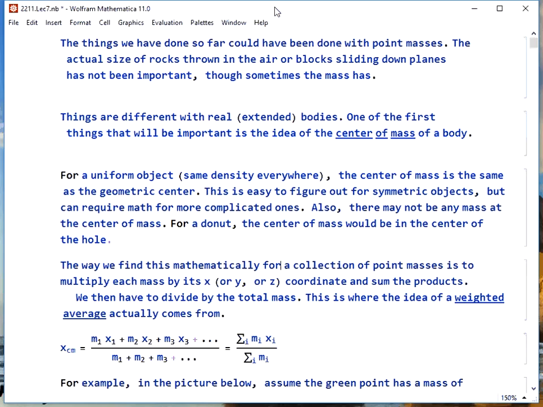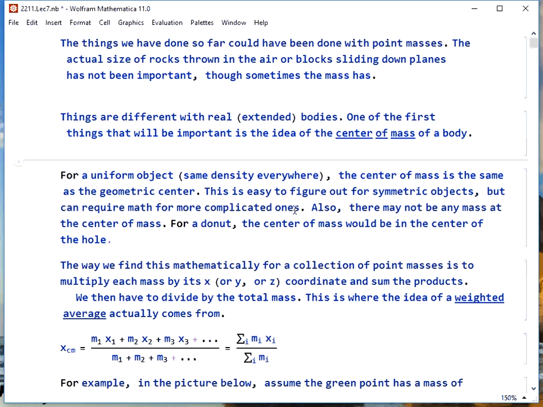Everything we've done so far we could have done with point masses. You didn't need to know how many centimeters across the rock was that you threw in the air or the block sliding down an inclined plane. None of that has been important. Sometimes the mass has been important, but that's it. For real objects, they're extended bodies, they're not point masses. And the first thing that we're going to look at about that is their center of mass.